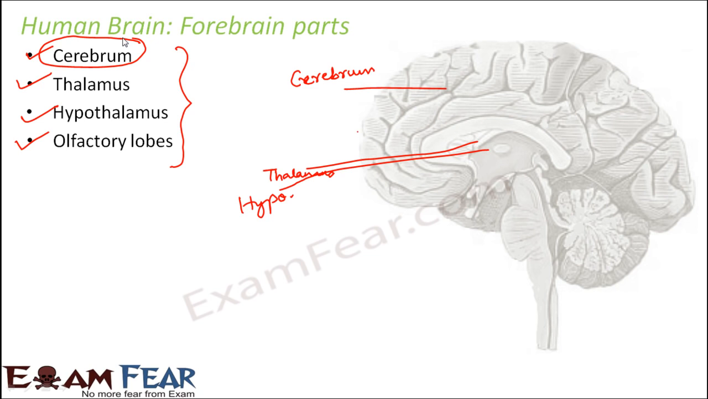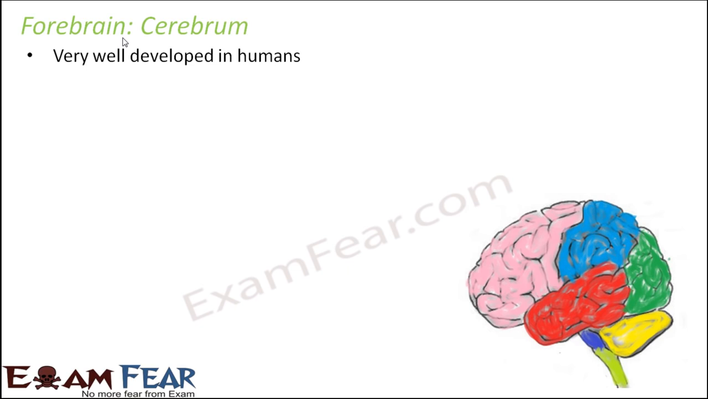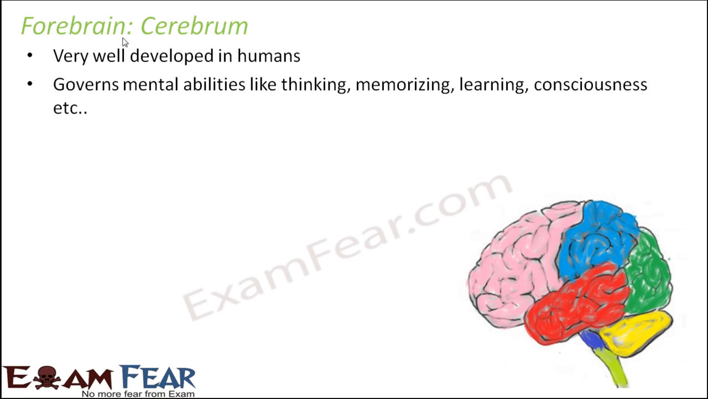So let us try to see what the cerebrum is. Cerebrum is very well developed in humans. It governs all the mental abilities like thinking, memorizing, learning, consciousness, etc. Basically the power to think is present in the cerebrum, and obviously that is very much developed in human beings. Not all animals have the ability to think, and that is why we say that human beings are one of the best animals just because of their power to think. This thinking ability is present in the cerebrum.